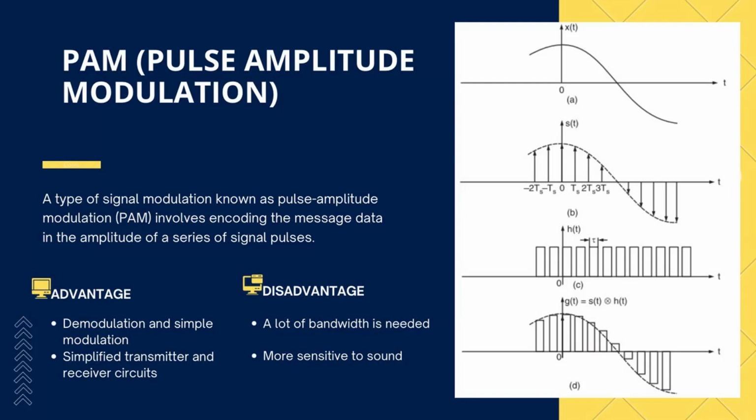A type of signal modulation known as pulse amplitude modulation, PAM, involves encoding the message data in the amplitude of a series of signal pulses. There are several advantages and disadvantages. The advantage is demodulation and modulation are so simple. Simplified transmitter and receiver circuit. And for the disadvantage, a lot of bandwidth is needed and it is more sensitive to noise.